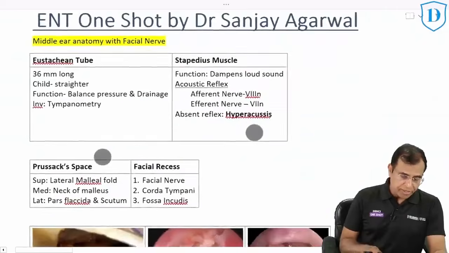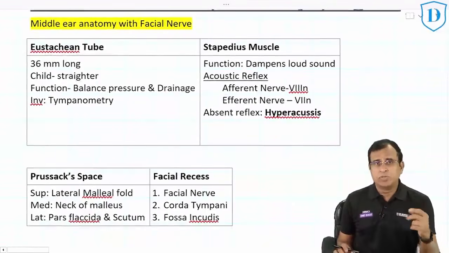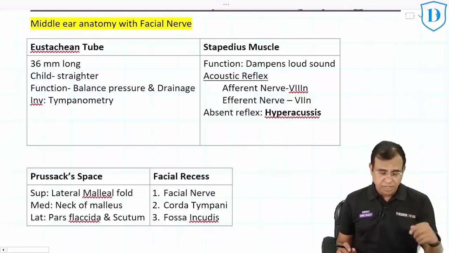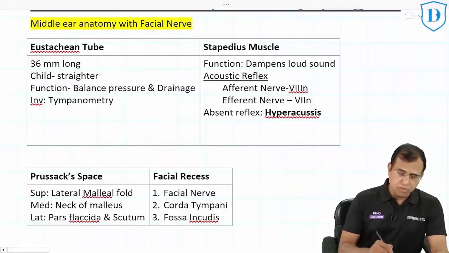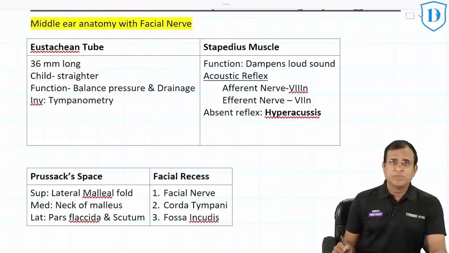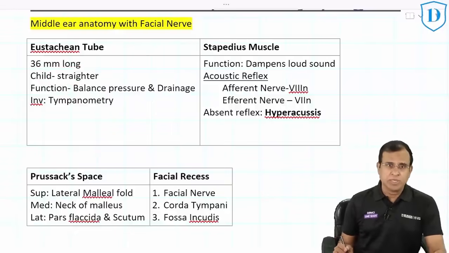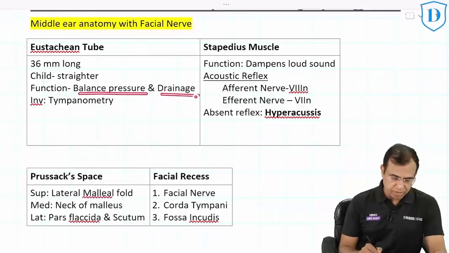In the anatomy of the ear, the two important things that you have to know are the middle ear and the facial nerve. In the middle ear, you have to know 4 important things. One is the Eustachian tube. A lot of questions come from the Eustachian tube, and as you can see here, the Eustachian tube is 36 millimeters long. What is the difference of the Eustachian tube in a child as compared to an adult? In children, the Eustachian tube is straighter as compared to an adult, and the function of the Eustachian tube, 2 functions: balancing the pressure and draining of the secretion.